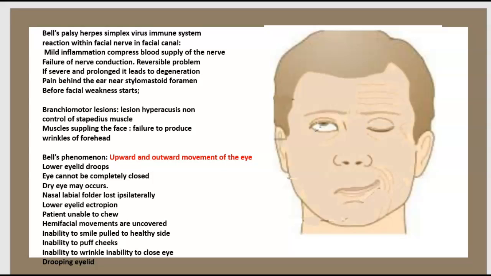Branchiomotor lesion leads to hyperacusis with no control for the stapedius muscle. The deficit in muscle supply in the face and the failure to produce a wrinkle of forehead.